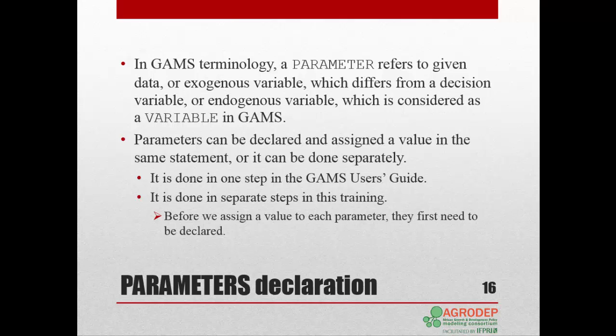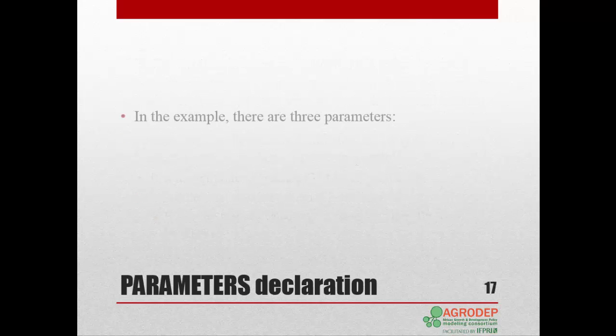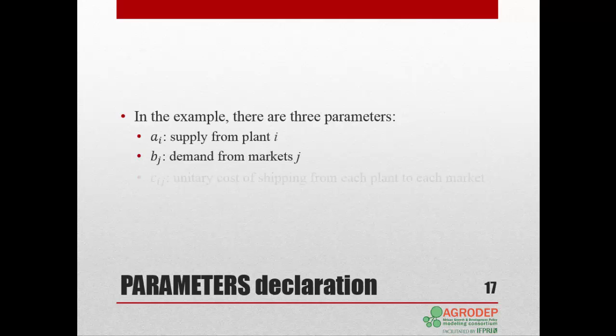Before we assign values to parameters, they must first be declared. In our example, there are three parameters: A I, which refers to supply from plant I, B J, which refers to demand by market J, and C I J, which refers to the unitary cost of shipping from each plant I to each market J.